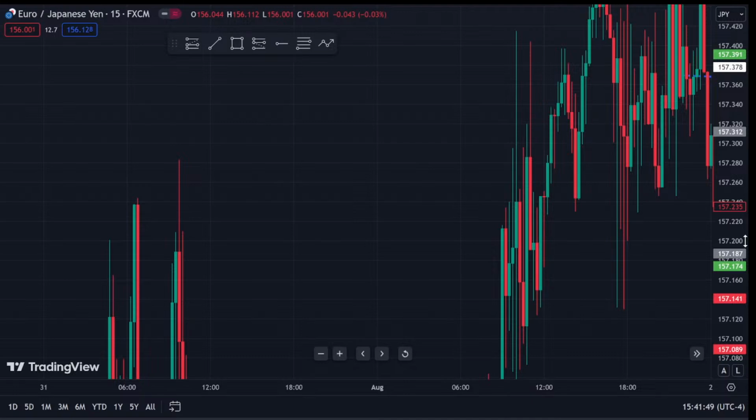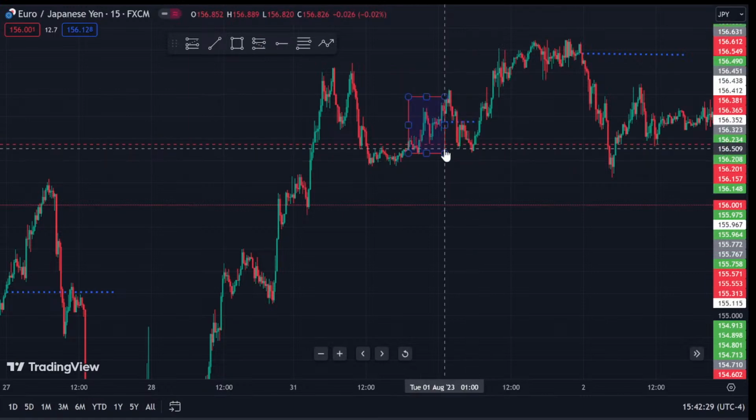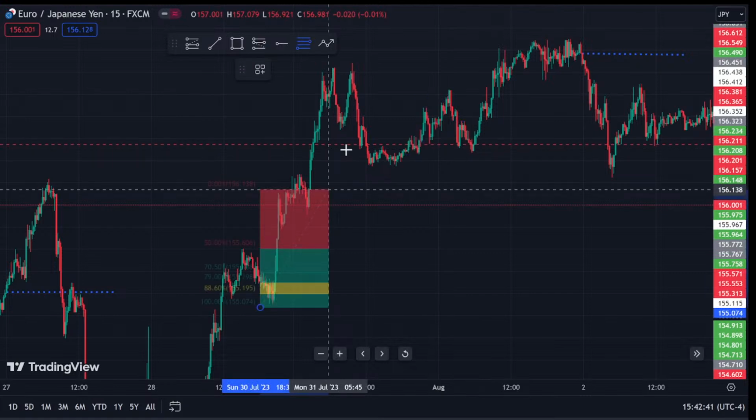This currency is too choppy. Euro JPY. What's wrong with this currency? I think it is, is it in a downtrend? Okay, if I move this, move all this. Let's move all this. So our main purpose is to go and look at this. That is our Fibonacci.